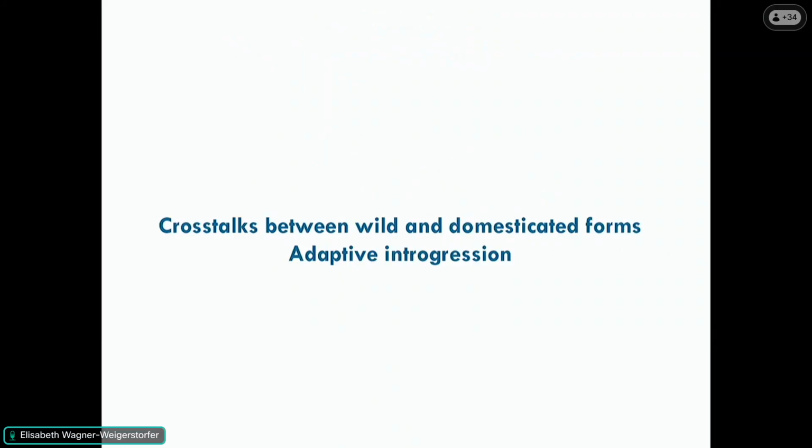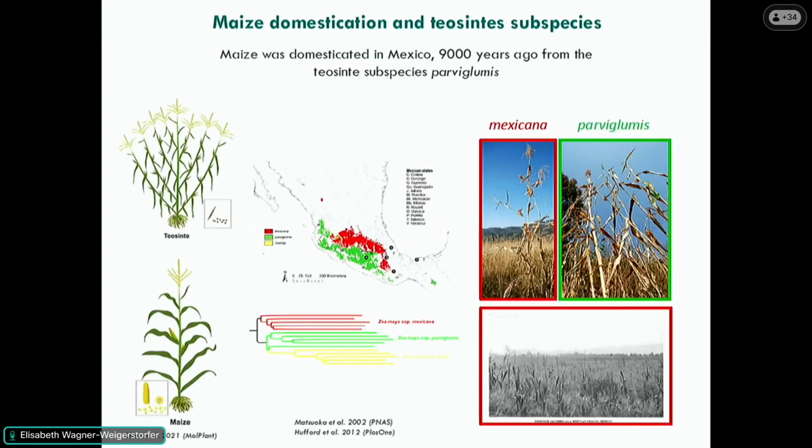I will first talk about it from an adaptive introgression angle. So maize was domesticated from one Teosante subspecies in Mexico 9,000 years ago, and this Teosante subspecies is Parviglumis. It occupies the green niche here that you can see on this map, and it was domesticated in the lowland of Mexico. But there is a second annual Teosante subspecies that is called Mexicana, that is shown here in red.